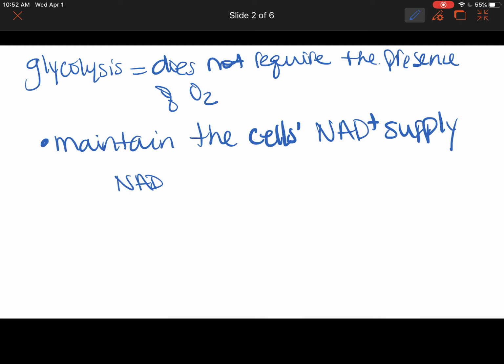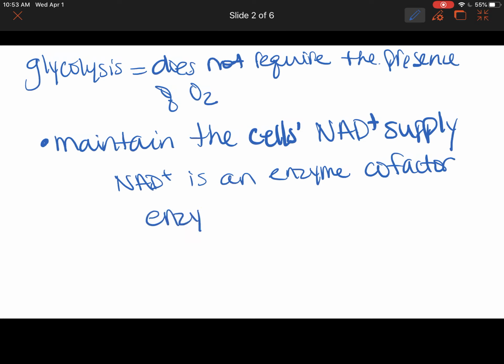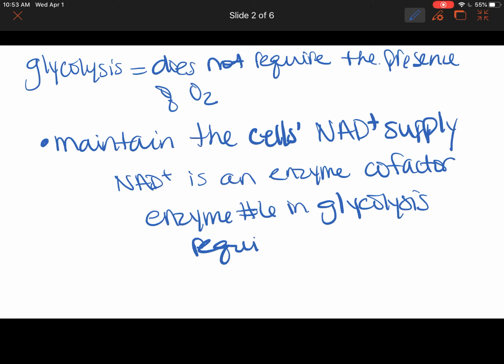The problem with that is that NAD+ is an enzyme cofactor. Okay, the enzyme number 6 in glycolysis requires NAD+. If all of a cell's NAD+ supply has been converted into NADH and there's no NAD+ available, enzyme number 6 can't work. If enzyme number 6 can't work, what does that do to the rest of the glycolysis pathway?